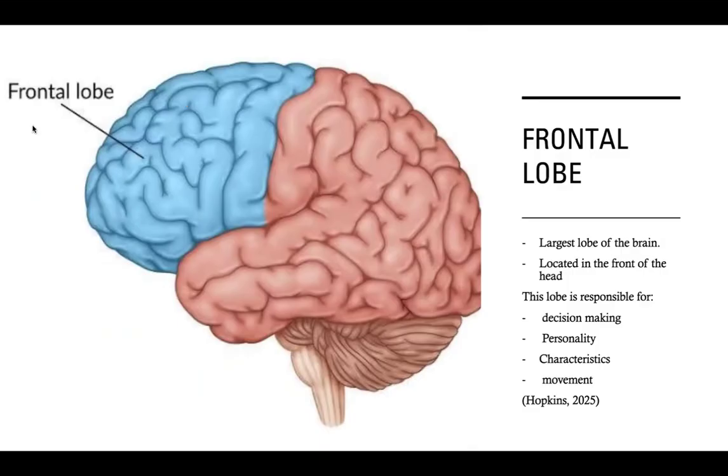First, we will get into the frontal lobe, which is in the cerebrum. The frontal lobe is the largest of the lobes and is located in the front of your head. It's responsible for decision-making, your personality, your characteristics, and most people say that this part of your brain hasn't fully developed until you're in your 20s.